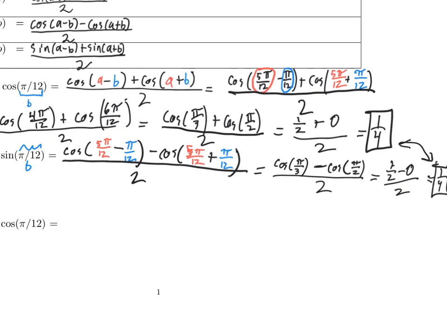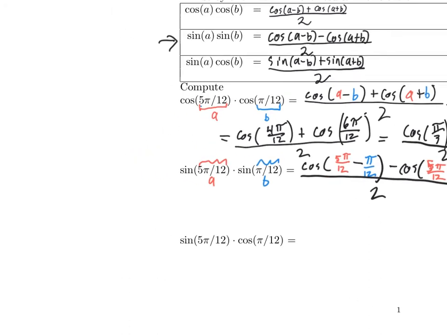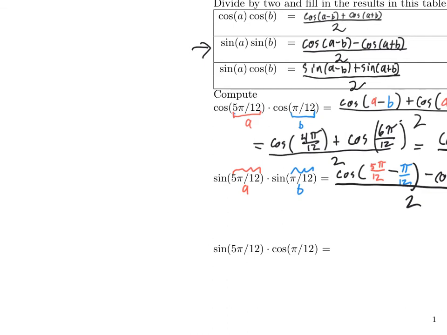If you get the same thing from two different computations, you should wonder, why should that be true? And in fact, there's a very good reason for it. So think about the angles we plugged in. 5 pi over 12 as opposed to pi over 12.